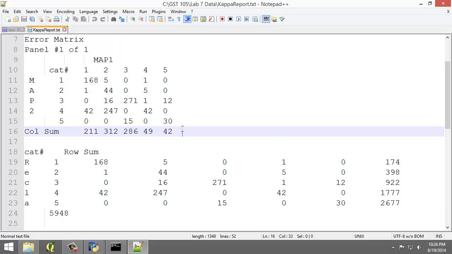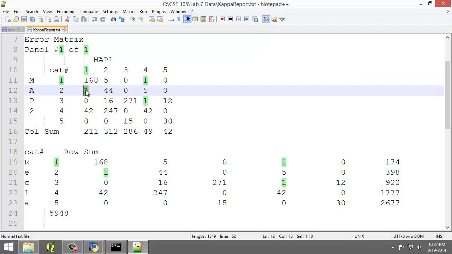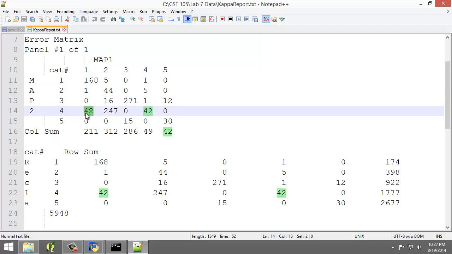So, for example, if we look at the Category 1 column, it reports that 168 cells were classified as Category 1 when they were Category 1, so that means it actually was classified correctly. However, one cell was classified as Category 2 when it was in fact Category 1, so that means it was classified incorrectly. Additionally, 42 cells were classified as Category 4 when they were actually Category 1 cells.